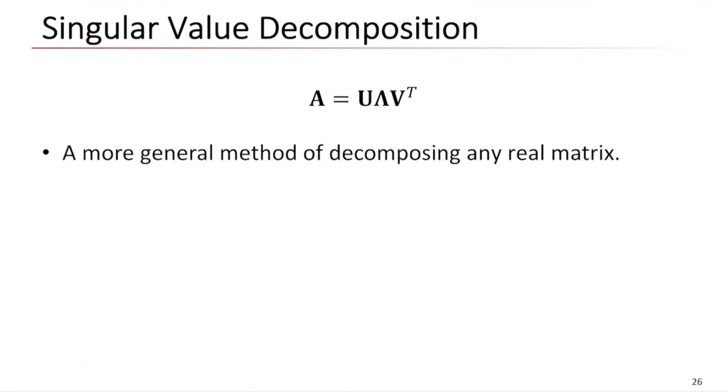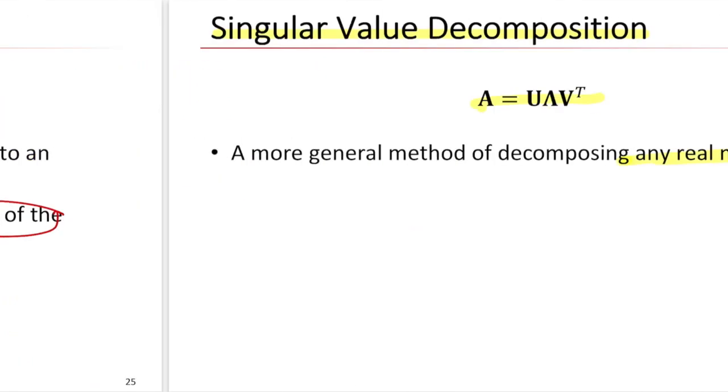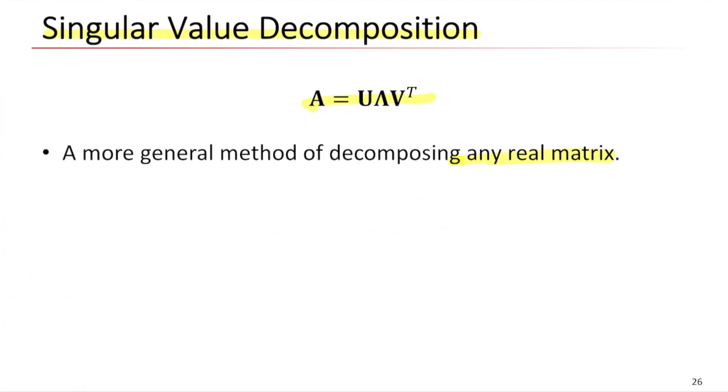There is another decomposition method called the singular value decomposition, which can be represented like this. This is a more general method of decomposing any matrix, because in the eigendecomposition case we only consider symmetric matrices, but using singular value decomposition we can deal with any kind of real matrix. So this is a more general method compared to the eigenvalue decomposition.